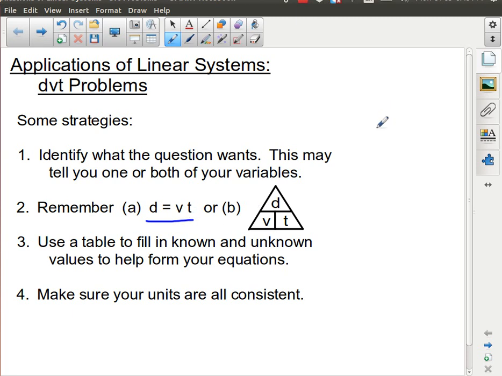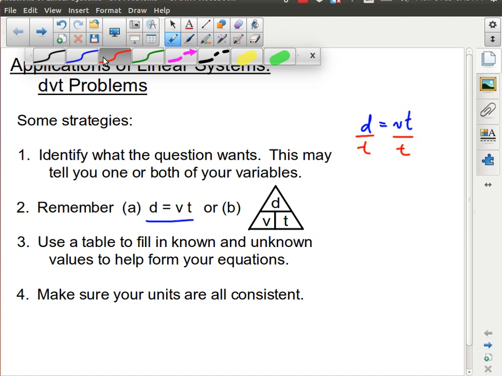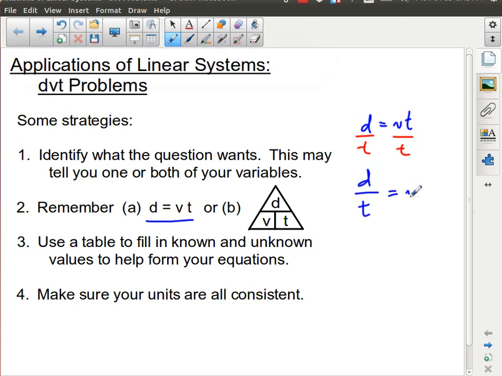Now that can be rewritten a couple of different ways. If I start with d equals vt, I can rearrange this for v if I divide both sides by t. So divide by t and divide by t, and you end up with d over t is equal to v. Or if you wrote that the other way around, it would be v is equal to d over t.